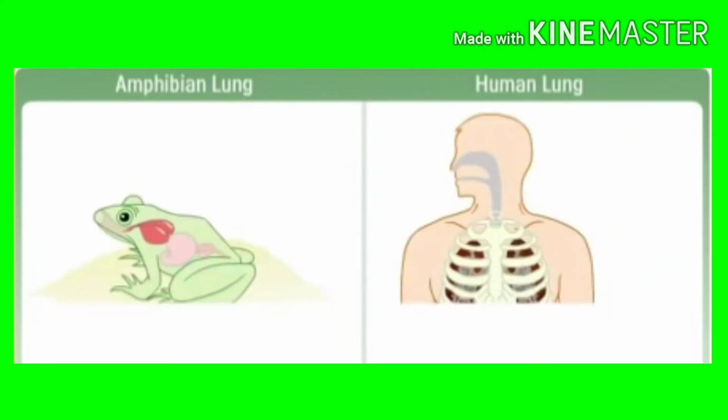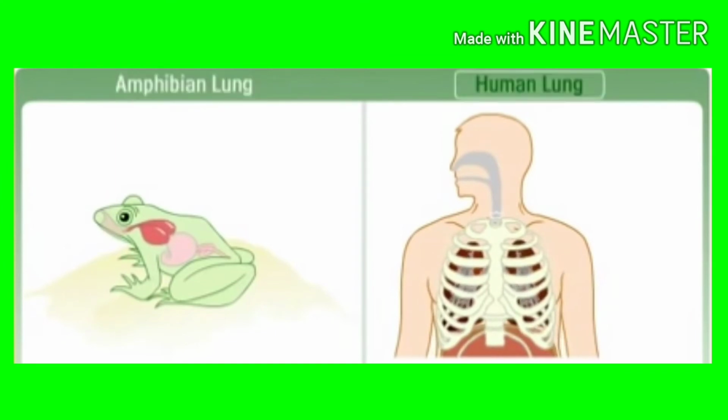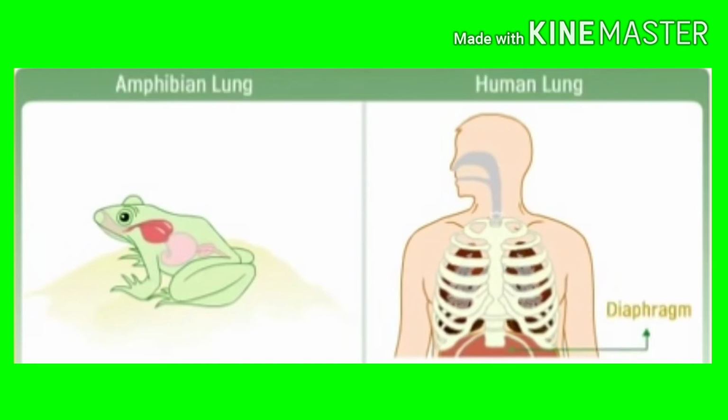The way toads use their lungs is different from humans too. Humans have a diaphragm beneath their lungs that causes air to rush in and out, while toads do not have a diaphragm, but they move their mouth to force air into and out of the lungs.